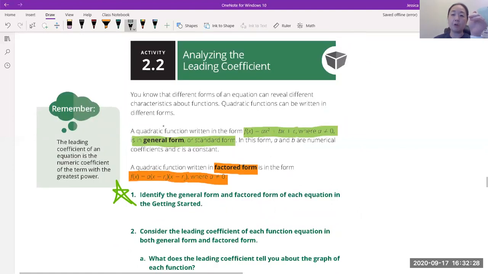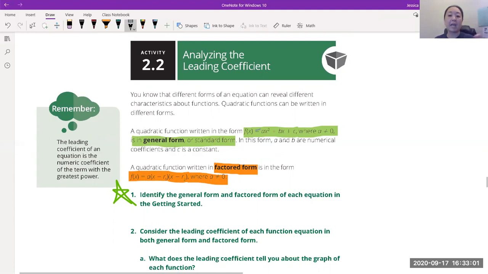Remember, we talked about the leading coefficient. There were 2 forms that we talked about in the learning targets. One of them was the general form, or as I like to call it, the standard form. It is f of x equals ax squared plus bx plus c. That's something that you need to know. You need to remember that, okay?